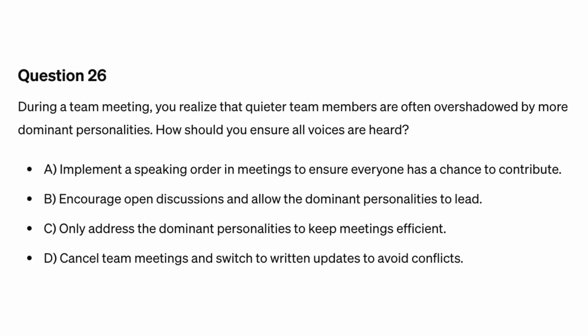Question 26. During a team meeting, you realize that quieter team members are often overshadowed by more dominant personalities. How should you ensure all voices are heard? A. Implement a speaking order in meetings to ensure everyone has a chance to contribute. B. Encourage open discussions and allow the dominant personalities to lead. C. Only address the dominant personalities to keep meetings efficient. D. Cancel team meetings and switch to written updates to avoid conflicts.